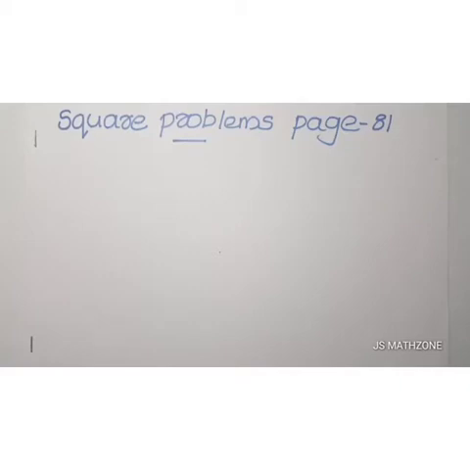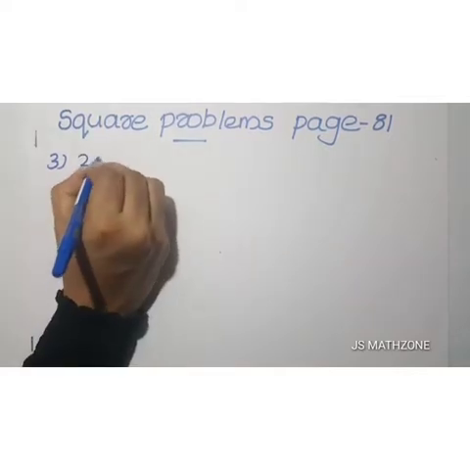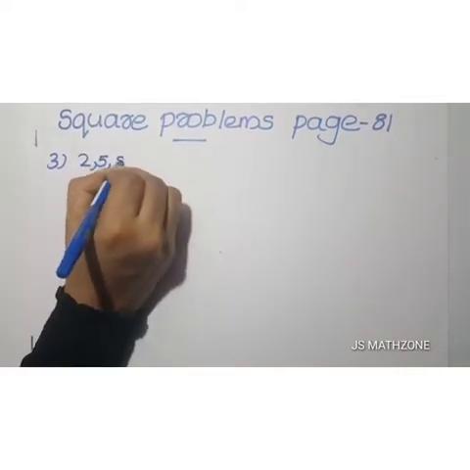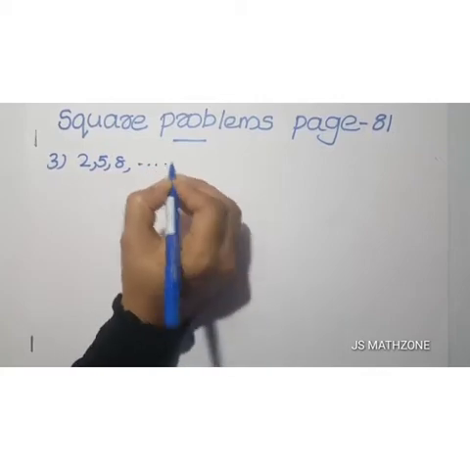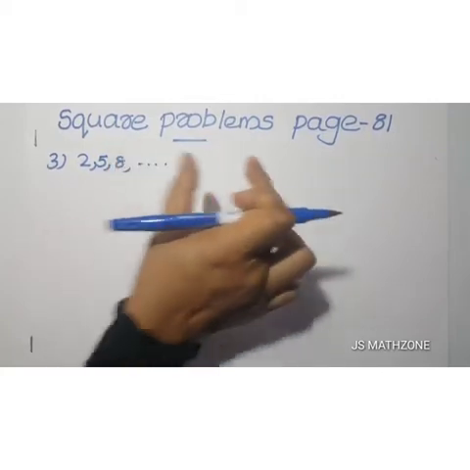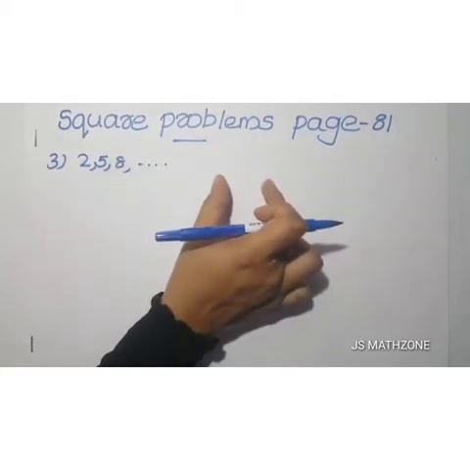Let's continue the chapter, second degree equation. Question number 3 from page number 81. Question number 3: the square of a term in the arithmetic sequence 2, 5, 8, etc. is 2500. What is its position? That is, we have an arithmetic sequence 2, 5, 8, etc.